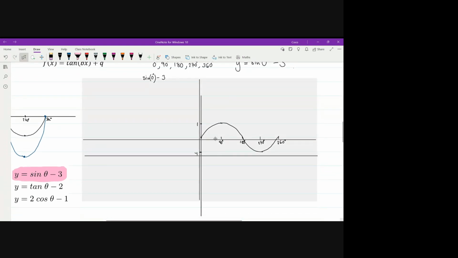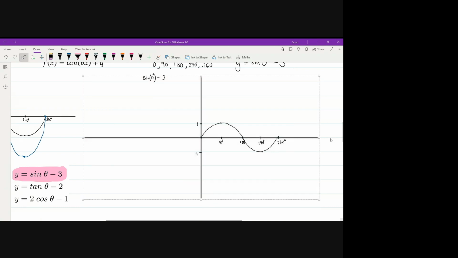For 0, it's -3. Good. So for sine of 0, we get -3. And the sine of 90, it's -2. Okay, sine of 0 is -3. Sine of 90 is -2. For 180, it's -3. -3 again at 180. At 270, it's -4. So down here. And at 360, it's -3. 360 is -3. Oh, thank you, Sia. Doing lovely. Just doing the Lord's work.